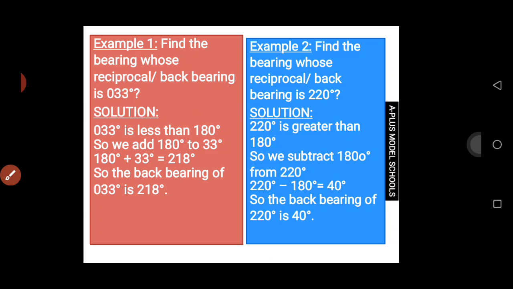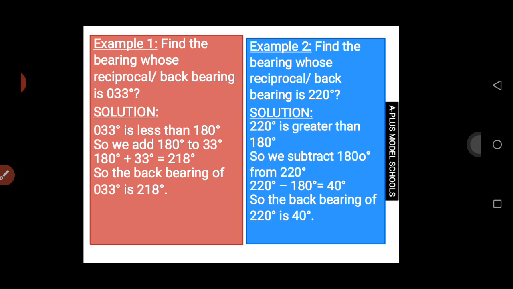Example 1. Find the bearing whose reciprocal or back bearing is 033 degrees. When you look at the bearing here, 033 degrees is less than 180. So since it's less than 180 degrees, what will you do? You will add 180 to 33. So that will give you 180 degrees plus 33 degrees, which will give you 213 degrees.